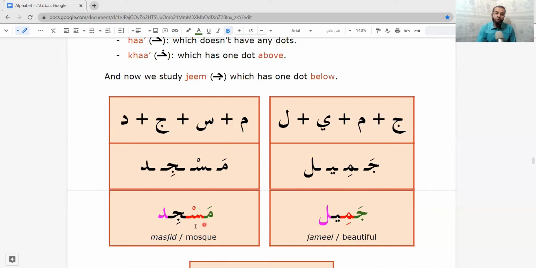This word, 4 letters as well. Mim, Sin, Jim, Dal. Mim fatha, Ma. Sin here has sukun, so we say Mas. And then the Jim has kasra, we say Mas, Ji, then D. Masjid, Masjid, mosque.